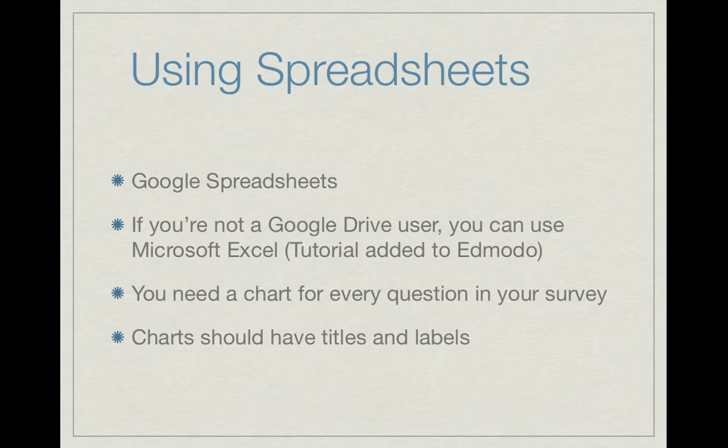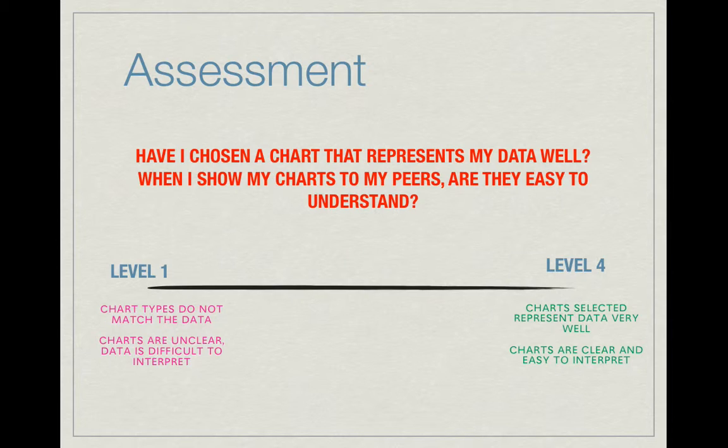And press play. You're going to need a chart like that for every question in your survey. Your chart should have titles and labels. Now the assessment here, so level 1 would be the chart type does not match the data. The charts are unclear, data is difficult to understand. Level 4, charts selected represent the data very well, and the charts are clear and easy to interpret. They're labeled, of course.